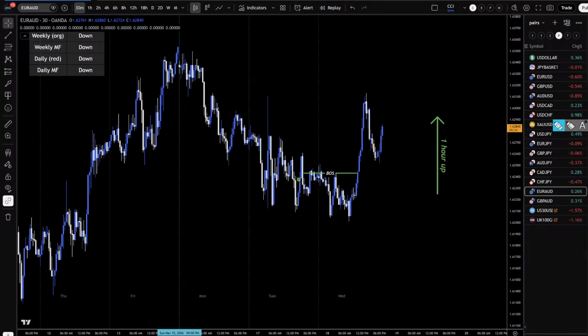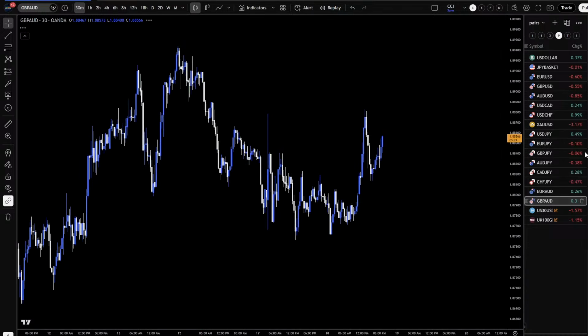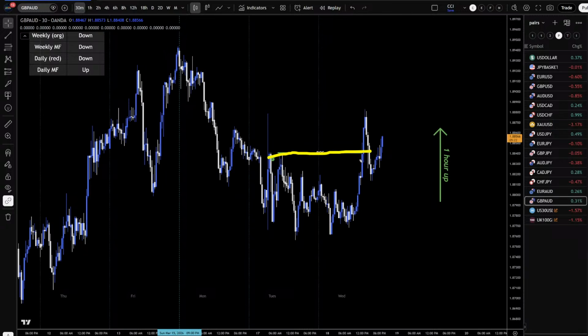You don't really need any indicators. You don't really need a whole lot of Elliott wave knowledge, even though Elliott wave knowledge definitely helps. There's your break of structure. There's your pullback entry right there on the Euro Aussie today. Beautiful trade right there. Pound Aussie, there's your break of structure.